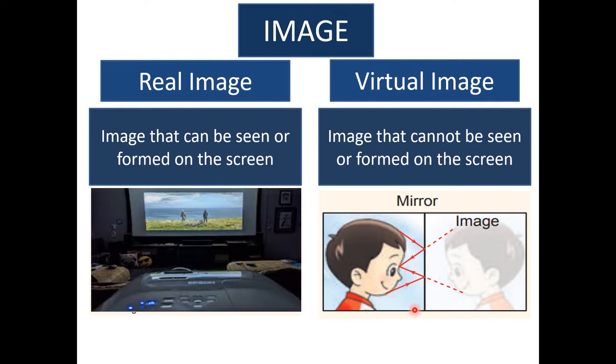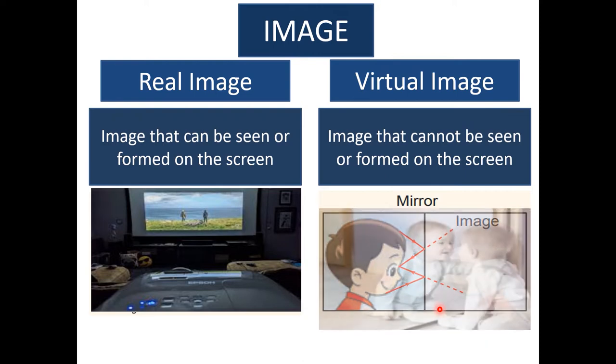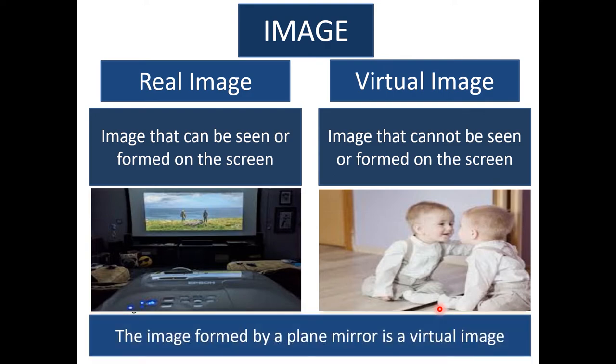When you stand in front of a plane mirror, your image will be seen in the mirror. Your image appears to be coming from behind the mirror. However, if you put a screen behind or in front of the plane mirror, no image is formed on the screen. The image that can be seen by the eye but cannot be captured on the screen is called a virtual image. The image formed by a plane mirror is a virtual image.